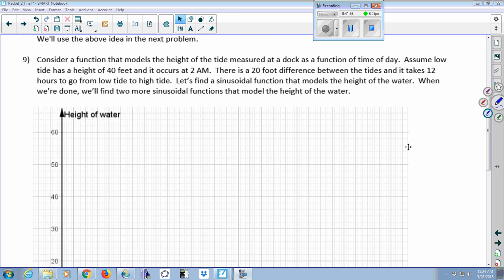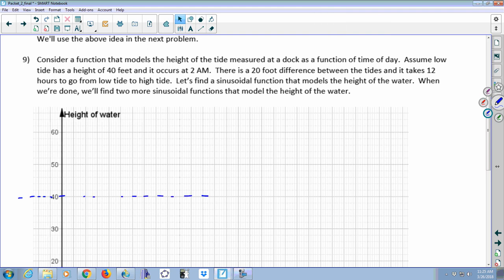Where do I start? I noticed that there's a 20-foot difference between low tide and high tide. So my low tide is going to be my min, and 20 feet from that low point is going to be my high tide, and then I figure out my midline. That's where I begin thinking, in terms of where this function is going to be trapped between the high and the low. So at 40, I draw a line all the way across. That's going to be my low tide mark, y equals 40. And then a 20-foot difference between low and high tide.